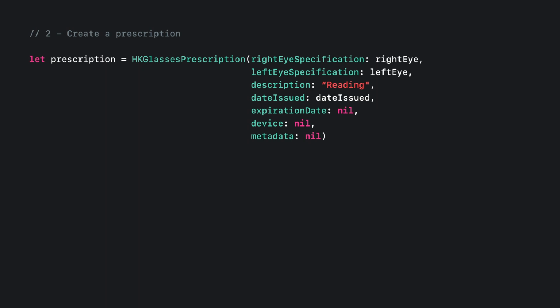Next, I create a glasses prescription sample with my right eye and left eye lens specifications. This prescription is for my reading glasses, so I'm adding that in the description. Then, I just call save on the health store with my prescription. And with that, my prescription is now saved in HealthKit.